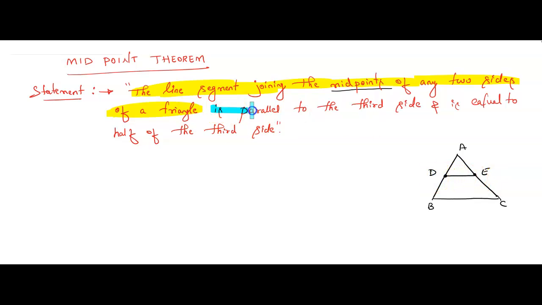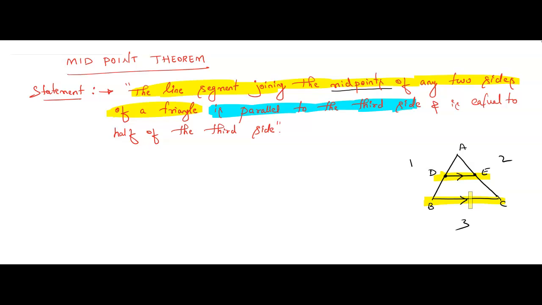Now we have to prove that this line is parallel to the third side. Sir, which is the third side? See children, AB is the first side, we have taken the midpoint. AC is the second side, we have taken the midpoint. And BC is the third side. Now we have to prove that DE is parallel to BC. Case 1 is this: the midpoints line segment DE is parallel to the third side BC. Understood the question?